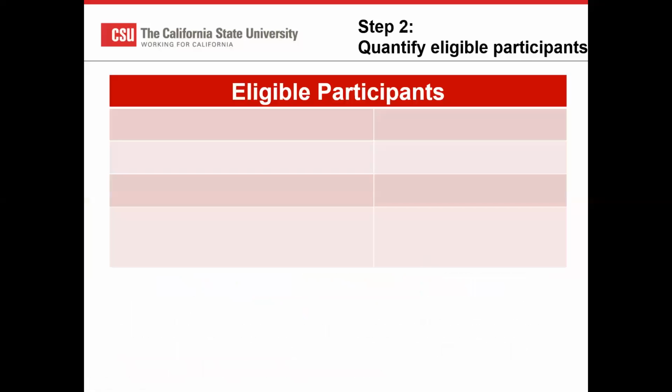So once you've taken a look at your mission statement, you can then actually use those terms used to identify students to quantify eligible participants. So initially looking at the total campus population, in this example it's about 13,000. We have a couple of CSU campuses at about that total population.